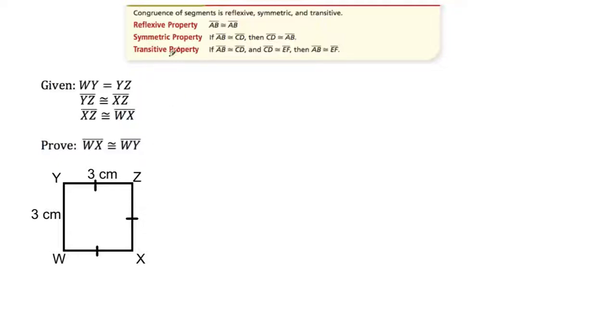All right, then we have some other properties here. So again, we have the reflexive, the symmetric, and the transitive property, which we looked at before, except now instead of talking about specific variables, we're talking about segments. So in this case, sides of this square. So we're going to write our two-column proof again.